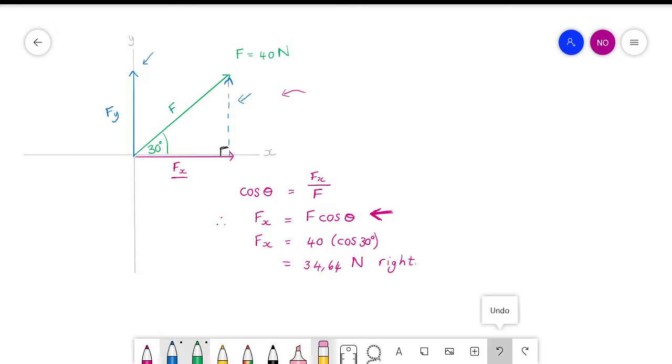Right? So, I'm going to say I have opposite and hypotenuse.